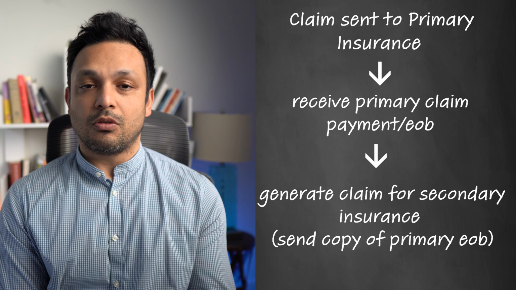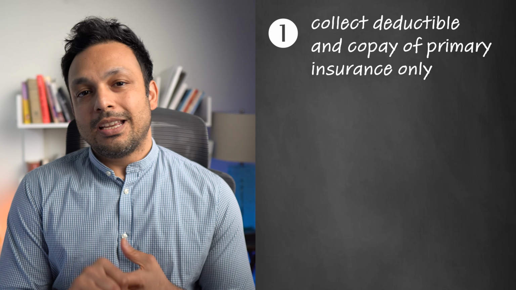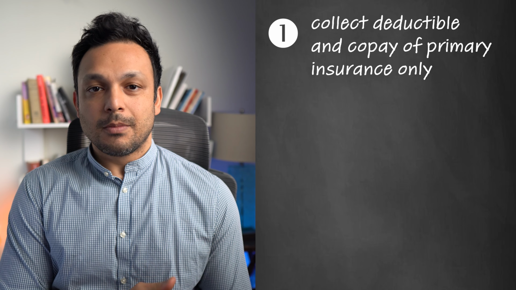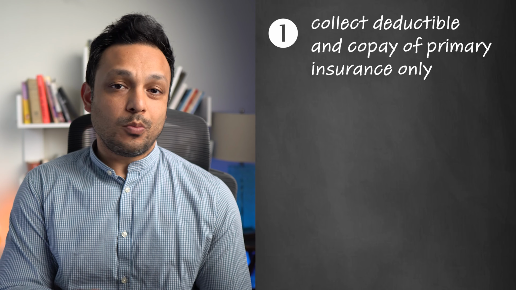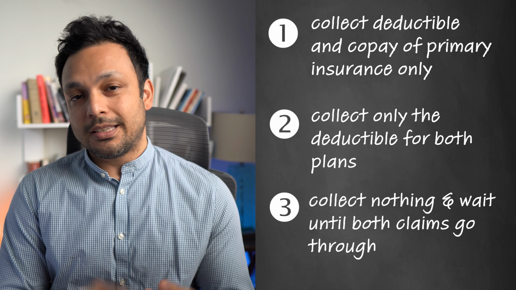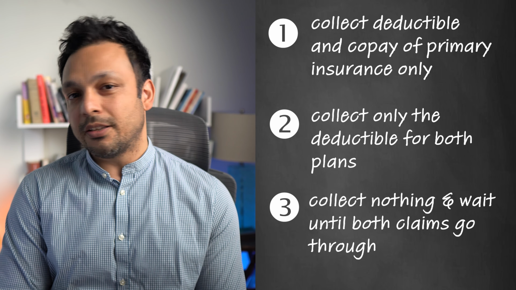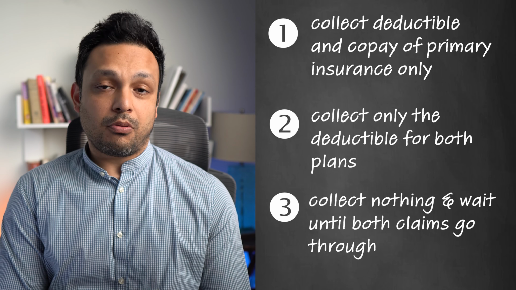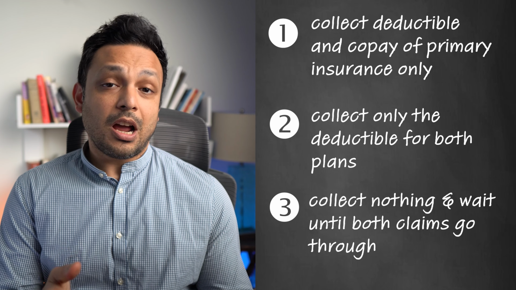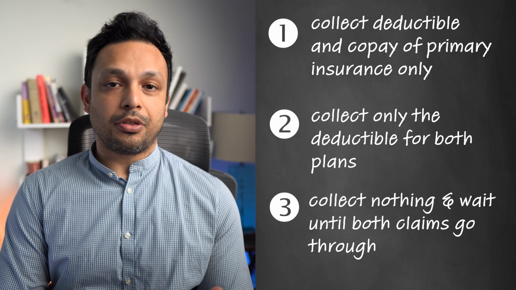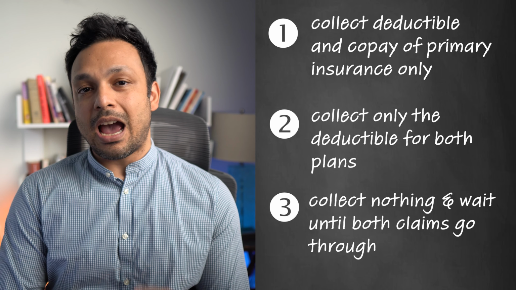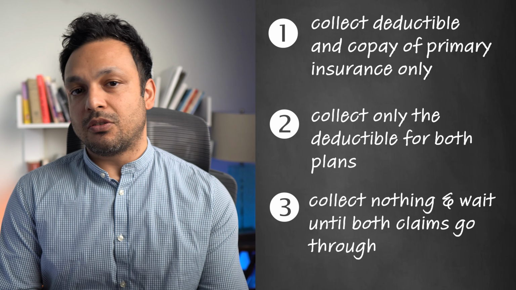There are 3 different ways you could set up a payment policy for patients with dual coverage. One is to collect at time of service the copay and the deductible for primary coverage only, assuming no secondary coverage. Second option is to collect only the deductible for both the primary and the secondary coverage. The third option is to collect nothing at the time of service and wait until both claims go through, and if there's a balance remaining afterwards, then you can mail a statement to the patient.